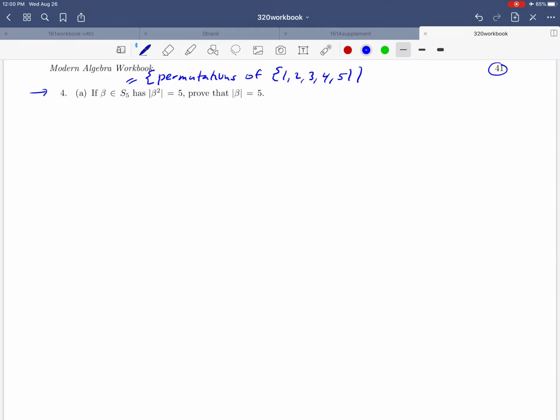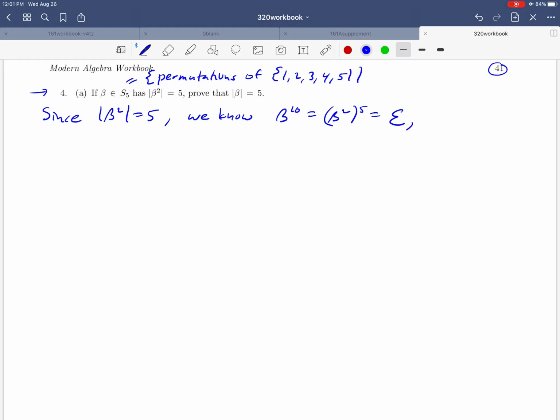So let's start with our assumption, and that is that the order of beta squared is equal to 5. Okay, we know that. We might start by just recalling what that's saying. If the order of beta squared is equal to 5, it means that if we take beta squared and raise it to the 5th power, we have to get the identity permutation. Now, raising beta squared to the 5th power is going to give us beta to the 10th. And recall that we can write the identity permutation using the epsilon notation. So we know then that beta to the 10th is equal to the identity.